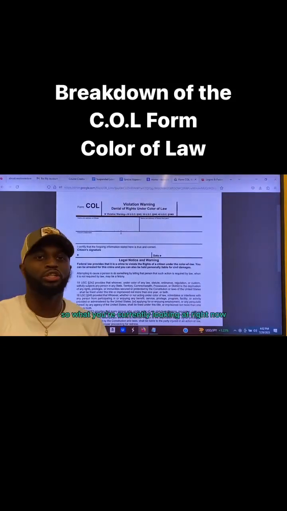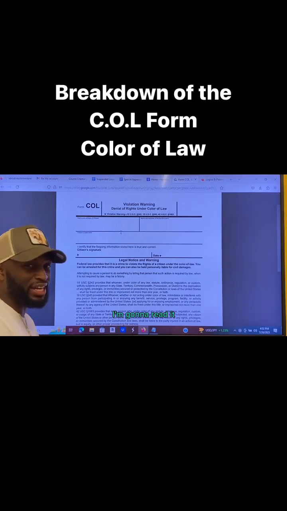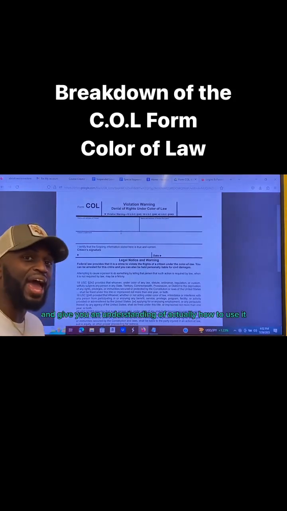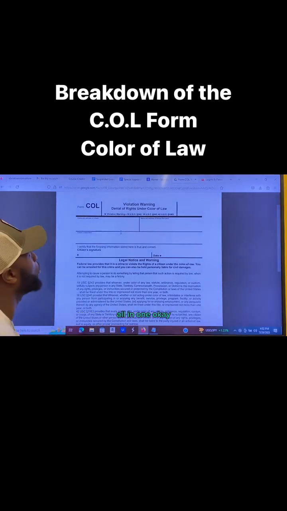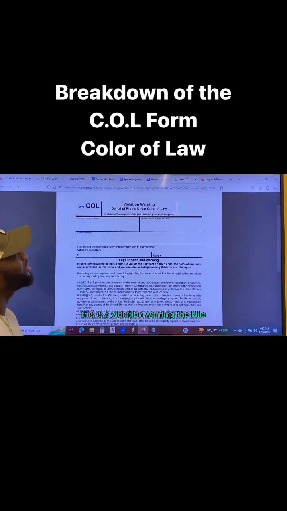All right, guys, so what you're currently looking at right now is the C.O.L form. I'm going to read it, summarize it a little bit, and give you an understanding of actually how to use it all in one. Okay, so as you can see, this is a violation warning, denial of rights under the color of law.